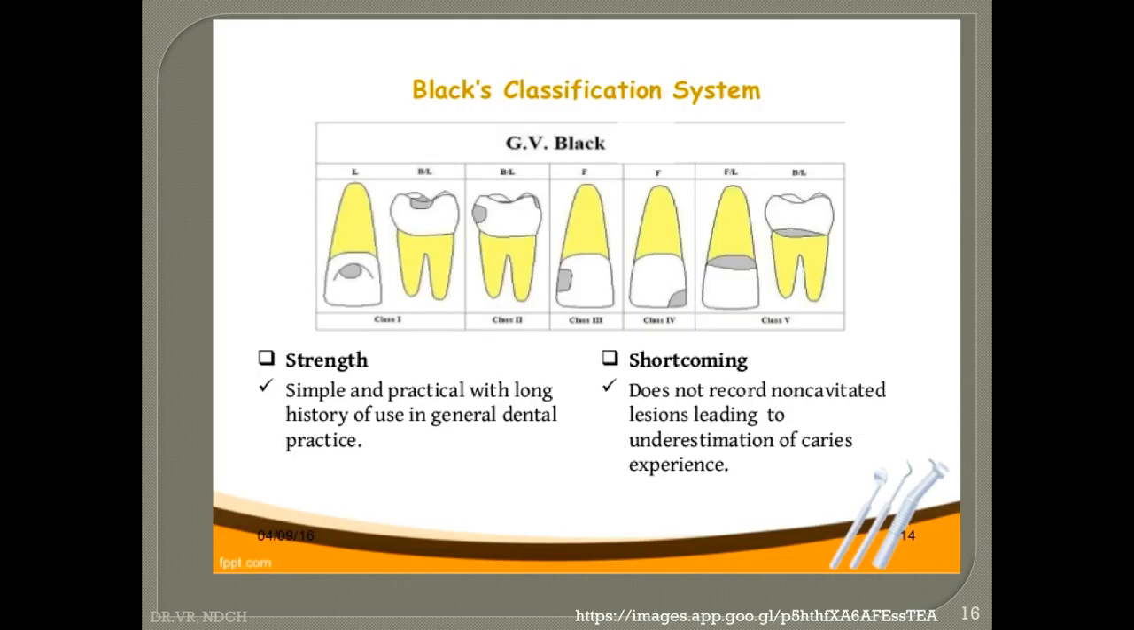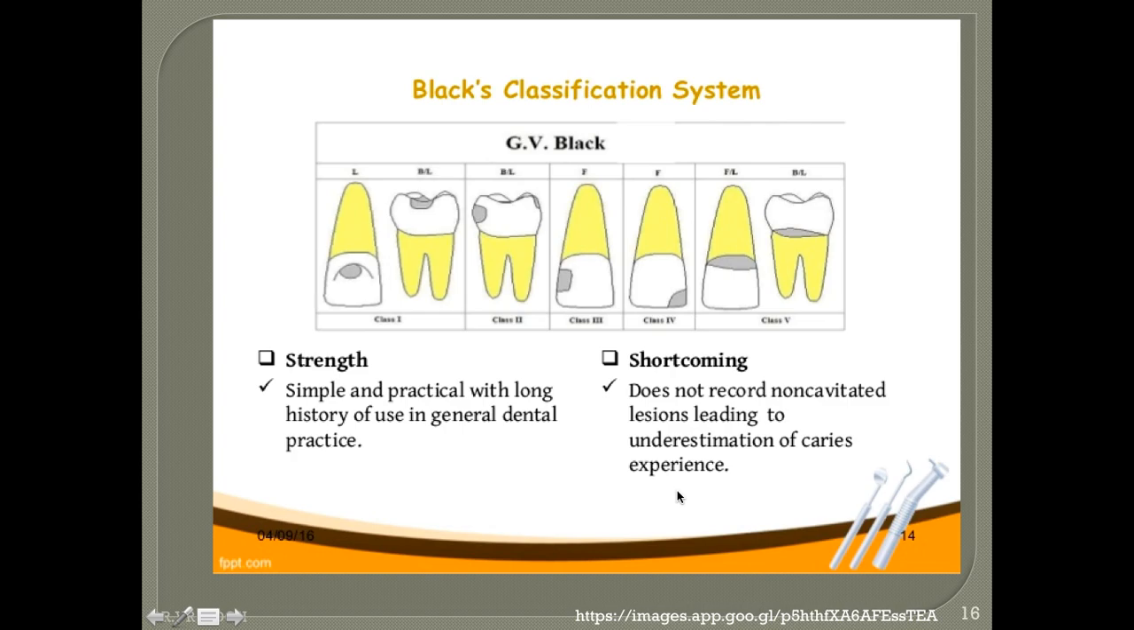So this is the pictorial representation of the Black's classification system. The strength is that it is very simple and practical, with a long usage history in general dental practice, but it has some shortcomings, like it does not record non-cavitated lesions, leading to underestimation of caries experience.